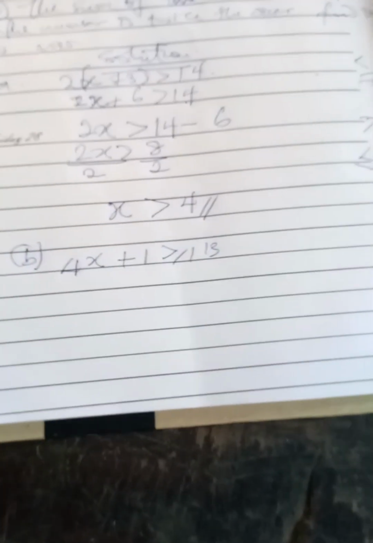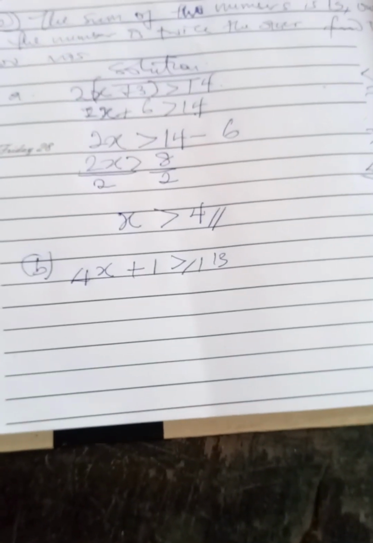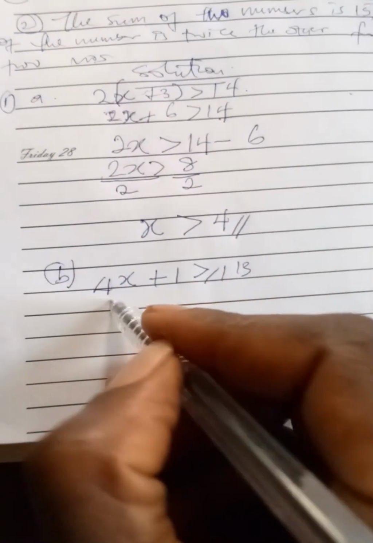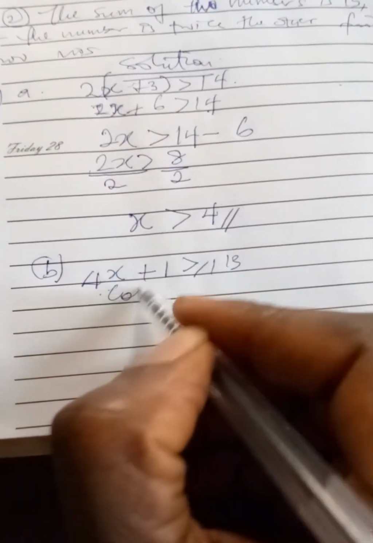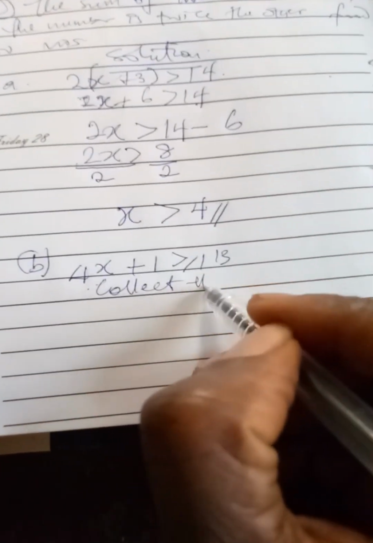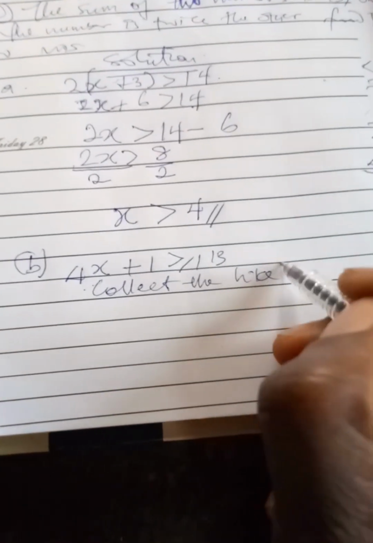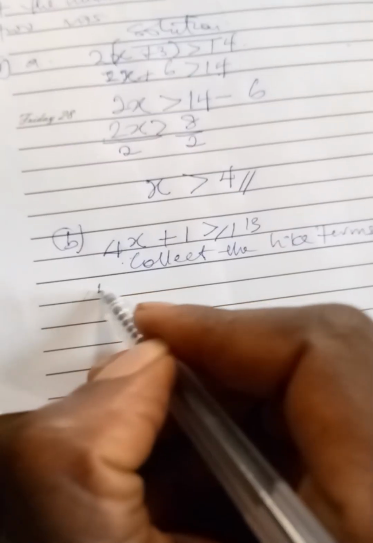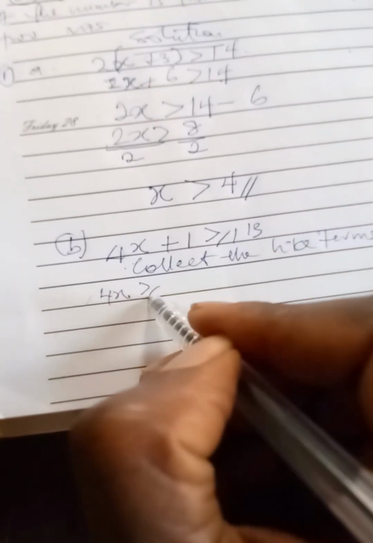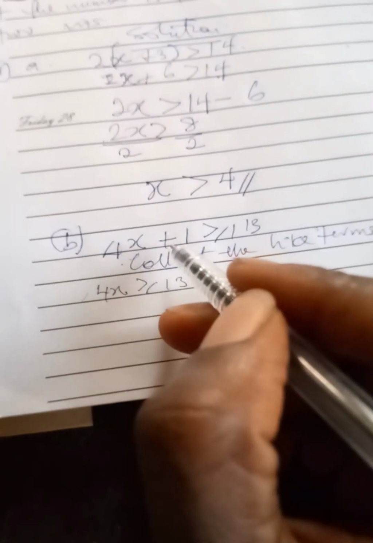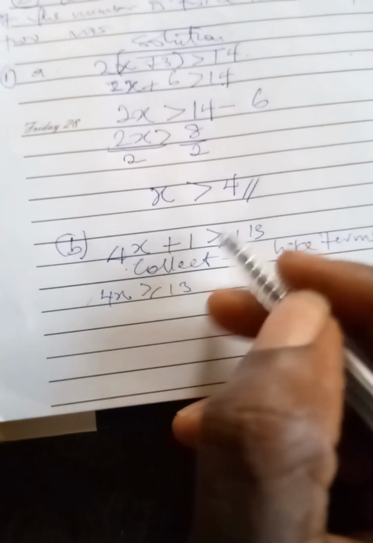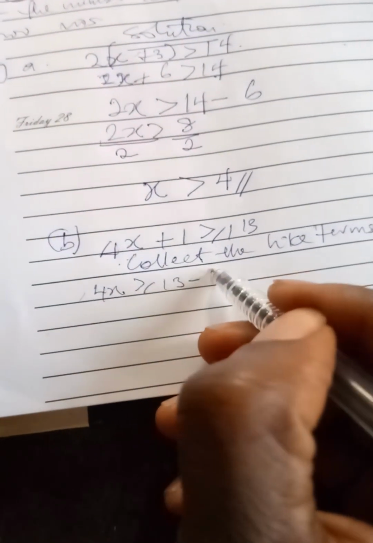So let's quickly solve question B. As we did for question A, so also we do for question B. The first thing is you collect the like terms. So collecting the like terms, you have 4x is greater than or equal to 30 minus 1. This is plus, so when it's crossing the inequality sign, it becomes minus 1.